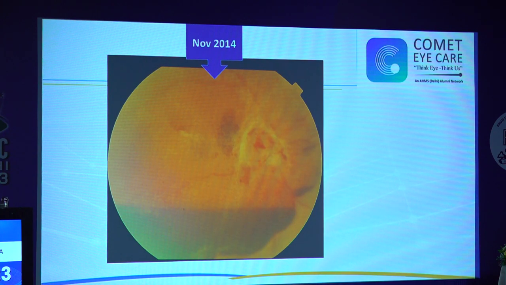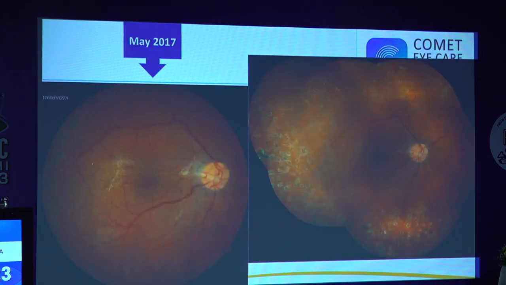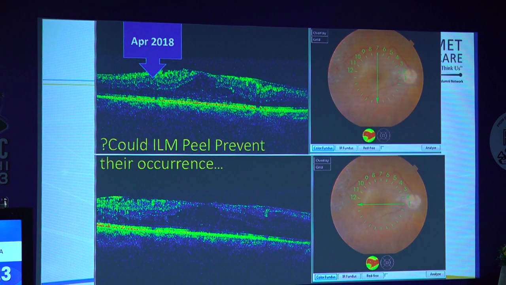This is another case with subhyaloid hemorrhage, large NVD and macular NV. In surgery, all the traction was removed. The result was good, but after 2 years, the patient developed recurrent NV and ERMs. Here we can see. So we wondered if ILM peeling had been done during the initial surgery, maybe the ERMs could have been prevented.